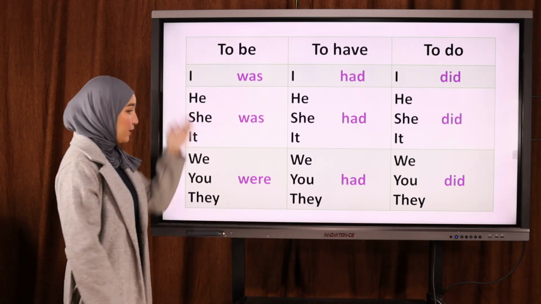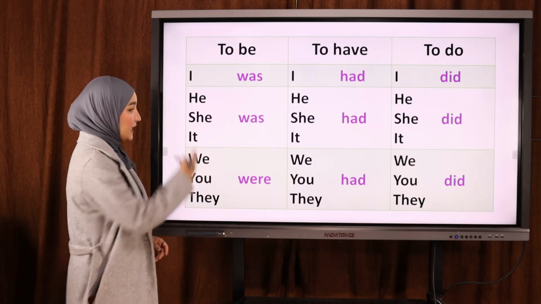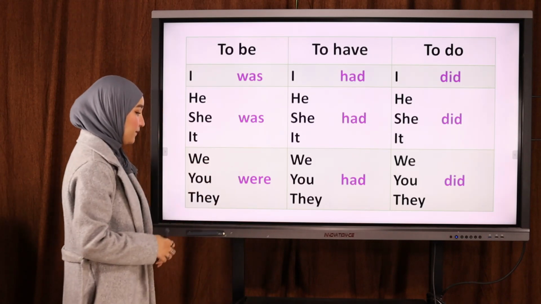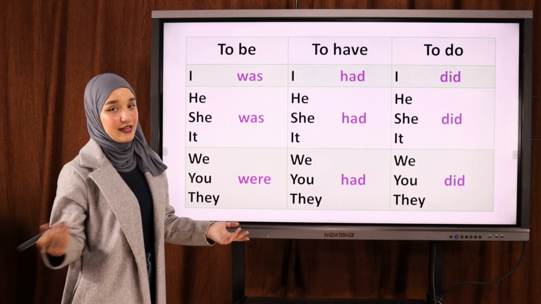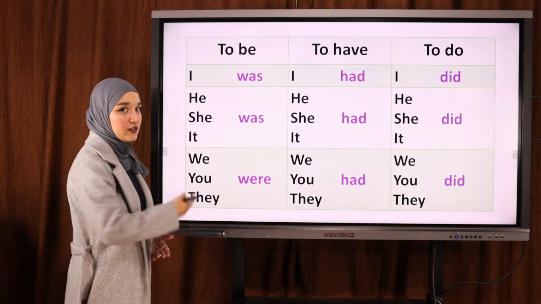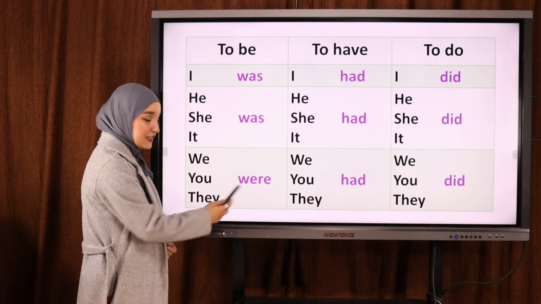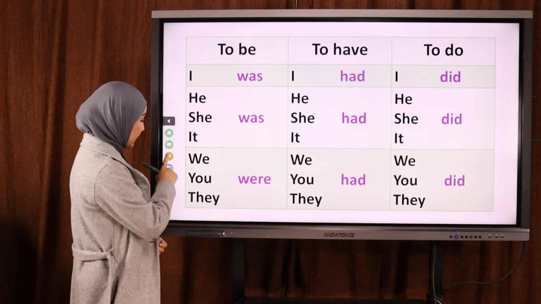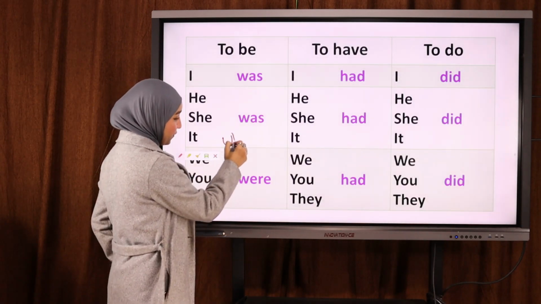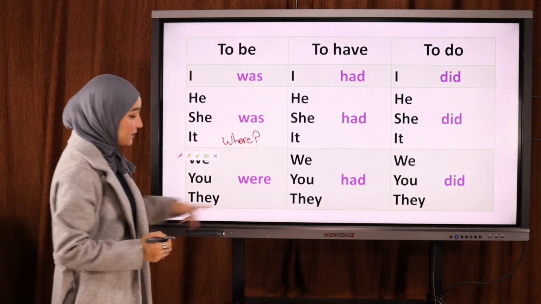Okay? So, with my personal pronouns here, I was. Okay? I was. He, she, it was. We, you, they were. Okay? So I was a kid. He was a doctor. She was a doctor. It was raining. We, you, and they, we have were. Not where, which is the WH question. The pronunciation النطق يختلف عن كلمة where, which is أين, and we use it for questions. But this is were, okay?